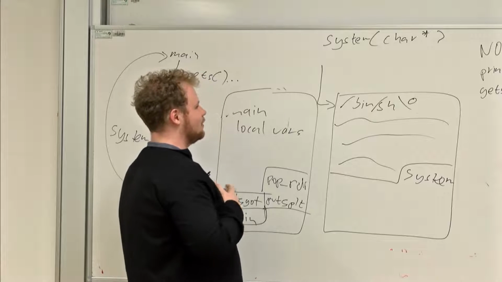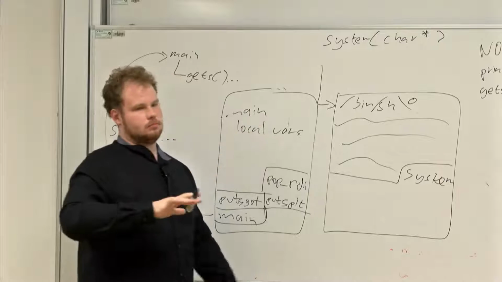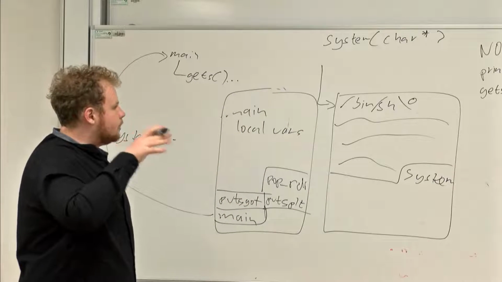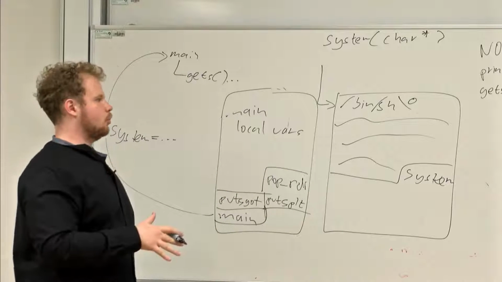Okay, so now the big problem is we already figured out that we want to call system. We want it to execute some string. In this scenario, it's bin sh. But we don't have it anywhere written that we know the memory address of.